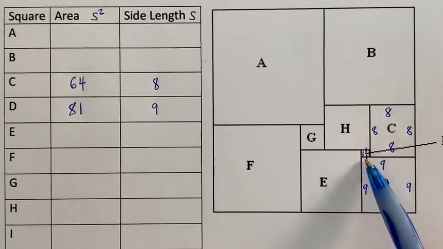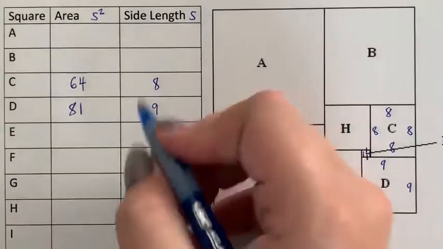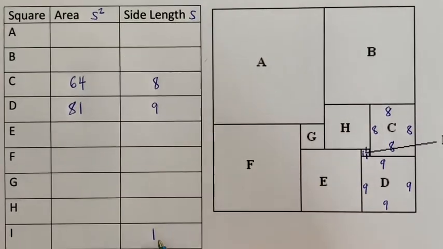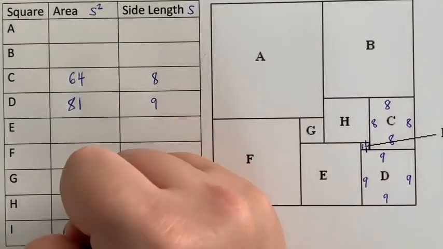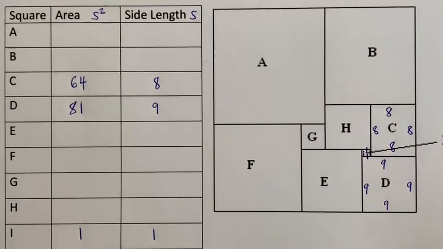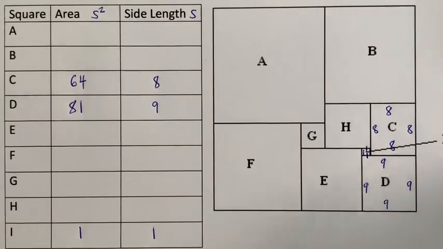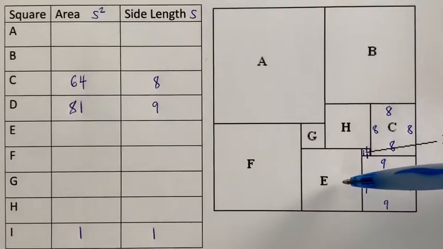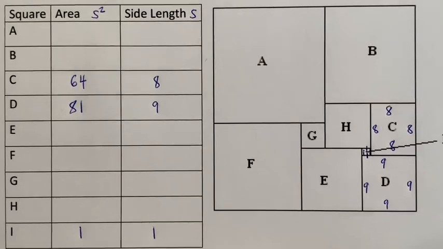So if square I has side lengths of 1, I can jump over to my table and fill in 1 for the side length for square I. And then for the area, I can do 1 squared to get 1. From here in my figure, there are different ways you could go about it. One approach, I might try to now find square E, or instead you could try to find square H next. I'll try to find square E.